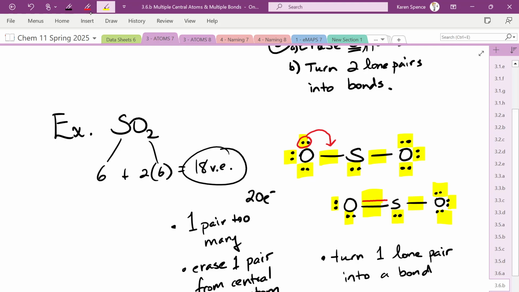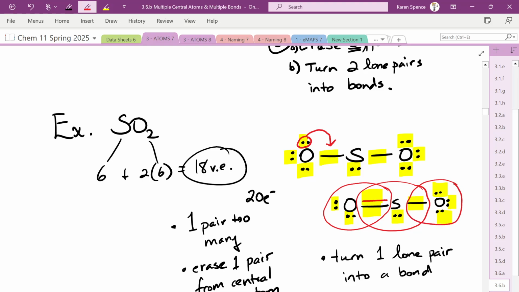And how many does oxygen have? If we look at just oxygen, it has 2 lone pairs and 2 bonds. So it's good. If we look at sulfur, it has 3 bonds and a lone pair. So that's good. And oxygen has 3 lone pairs and a bond. So that is good. All right.